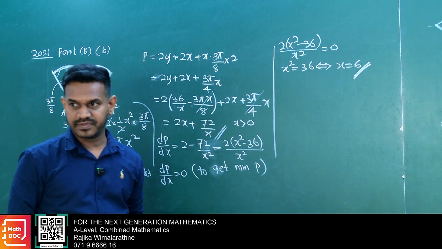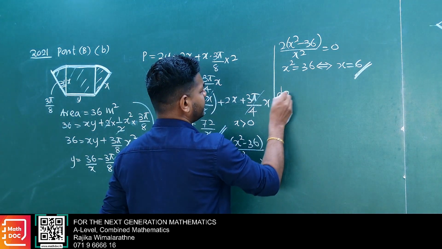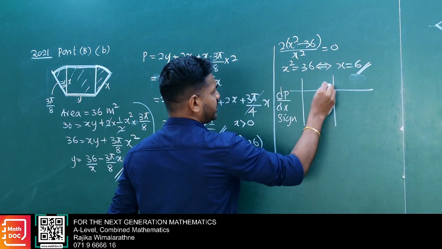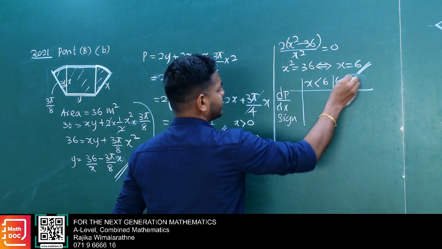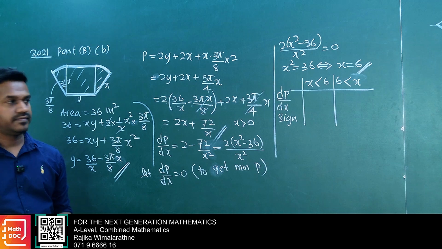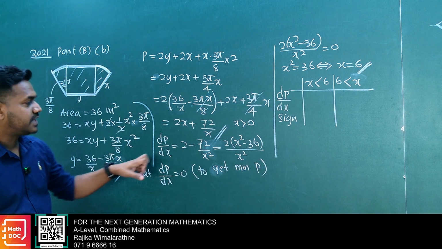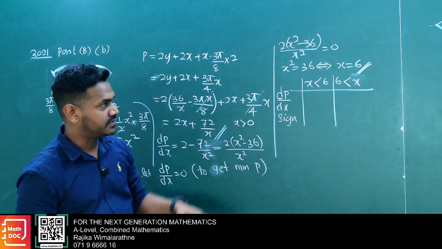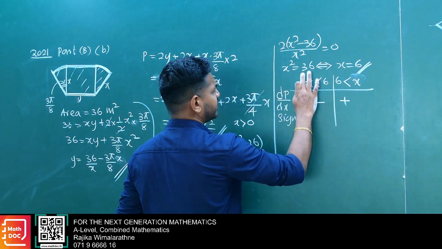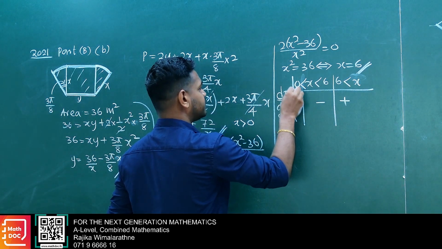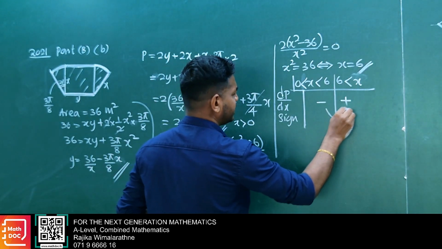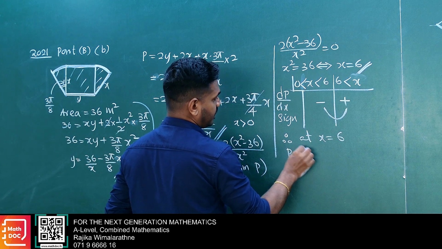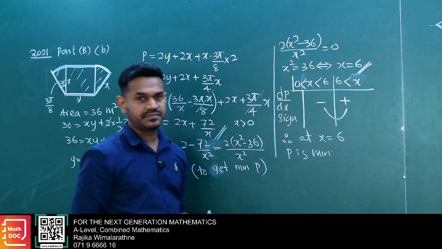Now you have to show that that is a minimum. Check the sign of dP over dx on either side of 6. For x less than 6 the value is negative, and for x greater than 6 the value is positive. You need only go down to 0 because x is positive. Then a negative to positive variation means a minimum. Therefore at x equals 6, P is minimum.